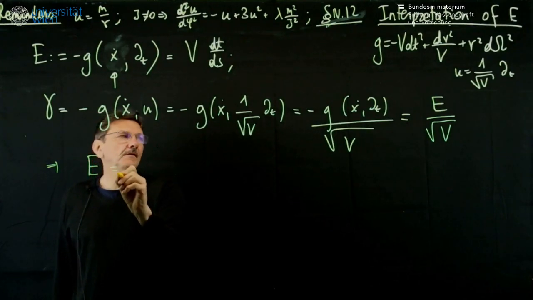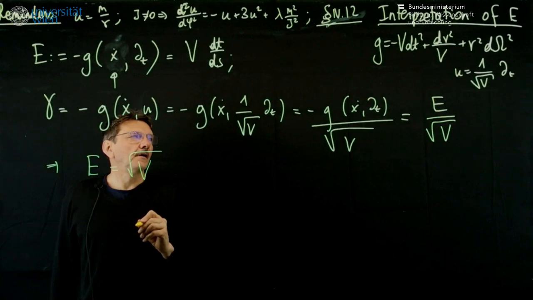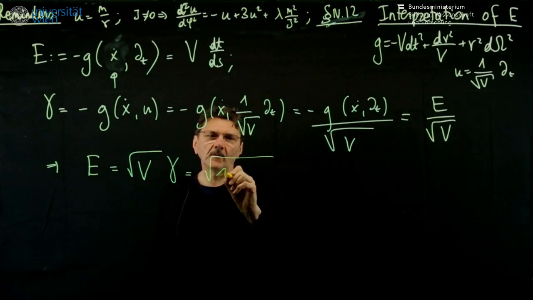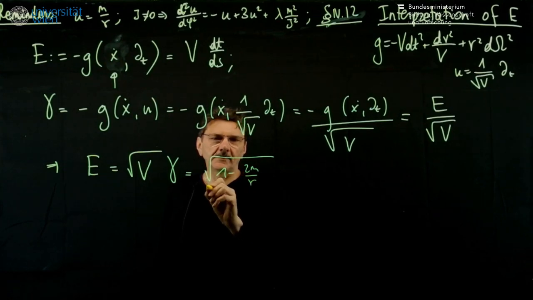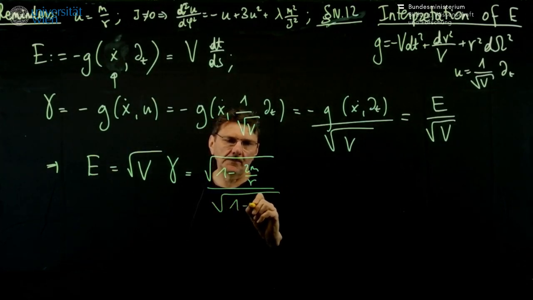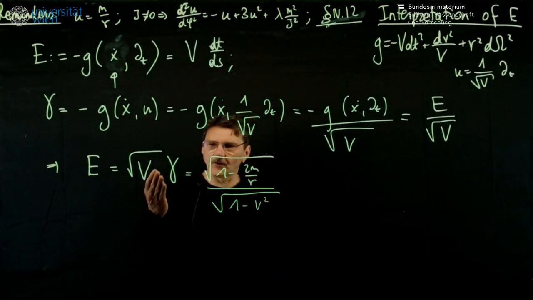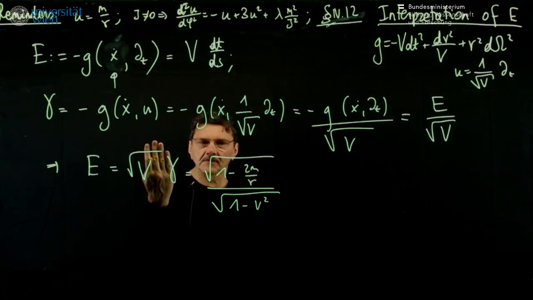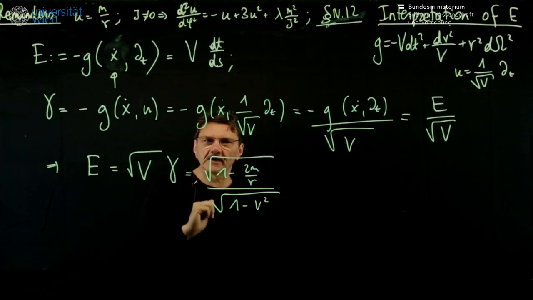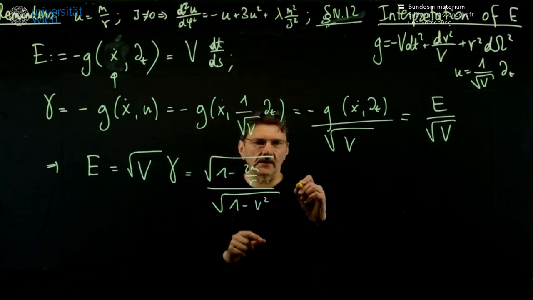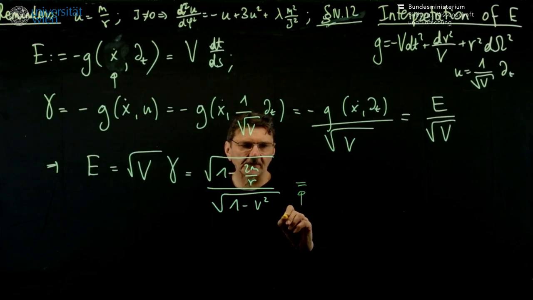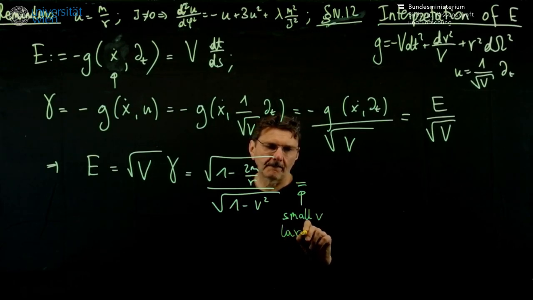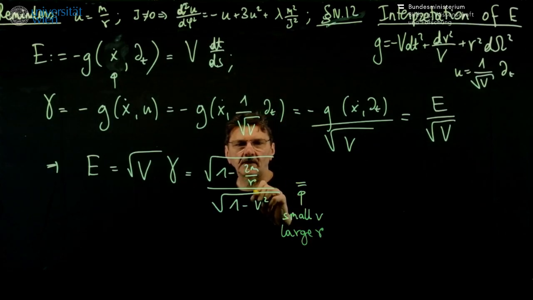So we get that E is square root of V times the gamma factor, which is a square root of 1 minus 2m over r divided by 1 minus V square. And of course, this gamma factor here is the special relativistic energy for a particle of mass 1. So this already has a feeling of energy, but let's just have a look at what it gives for small distances, for large distances and small velocities, and large R. So this is R, this is the velocity.